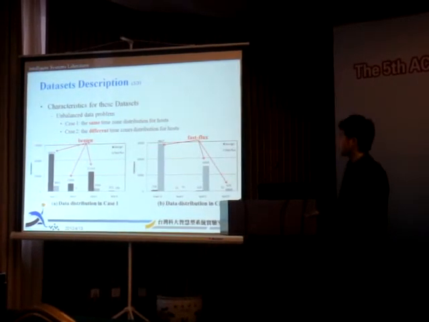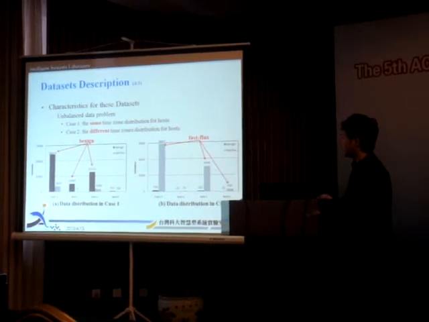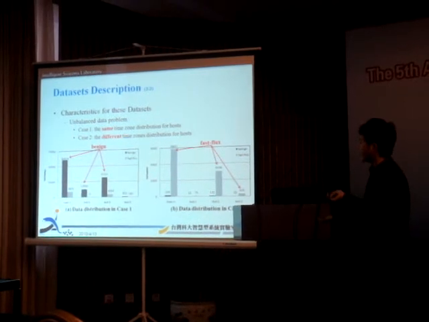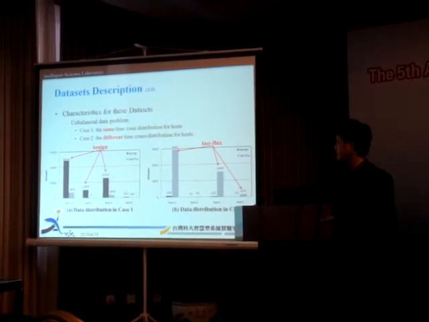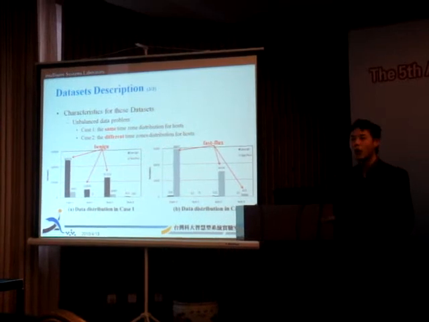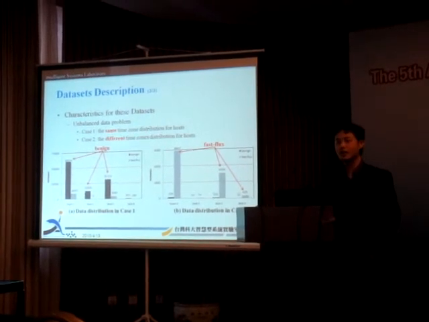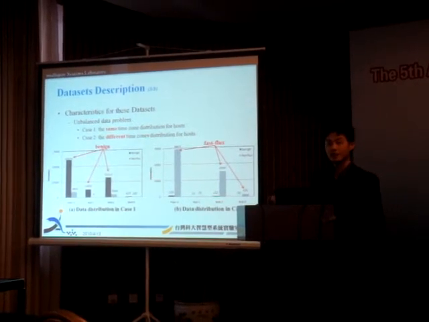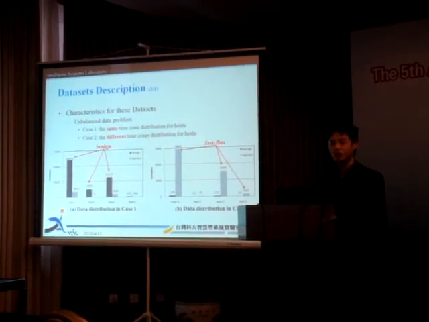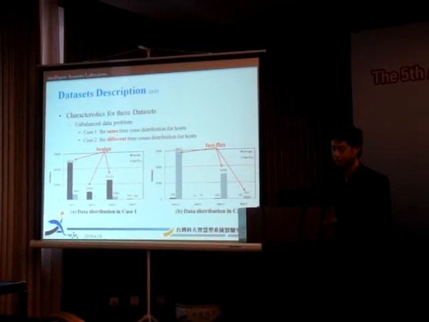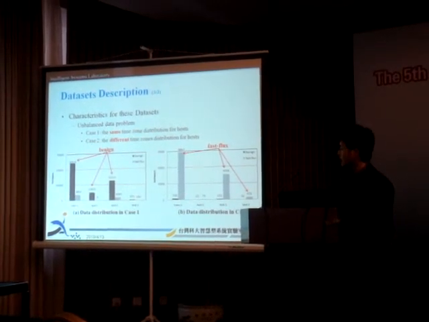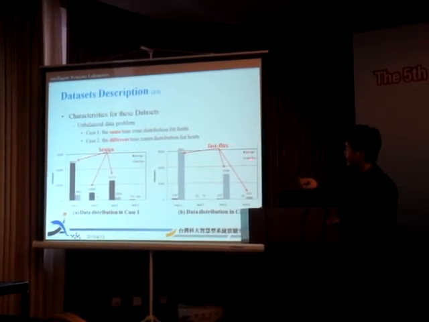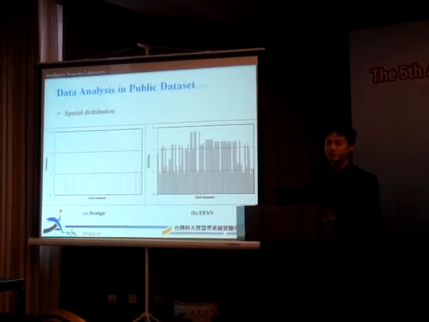Okay. So the second thing we want to analyze: the left-hand side is the same time zone distribution of hosts, and the right-hand side is the different time zones, to show the data set distribution. Why do we want to show that? Because it will lead to high and low recall rates, from the original data distribution. You can see that in the same time zone and in different time zones, the benign distribution and the fast-flux distribution are very clear.